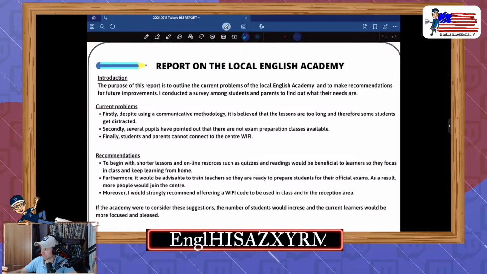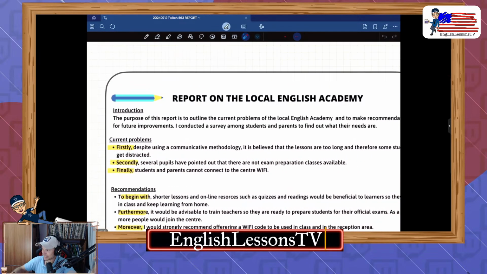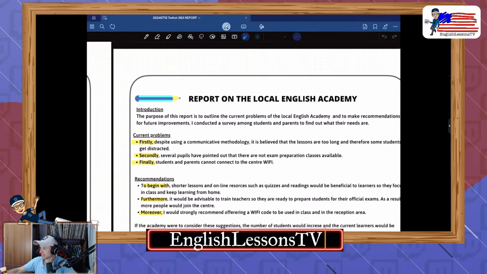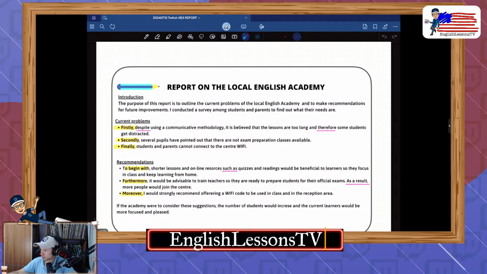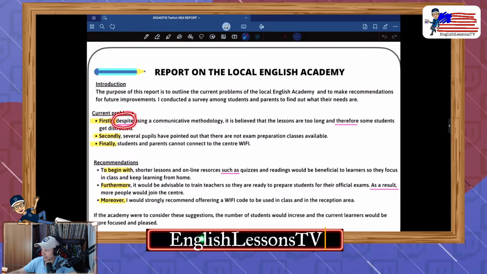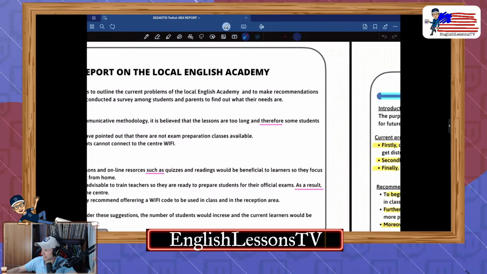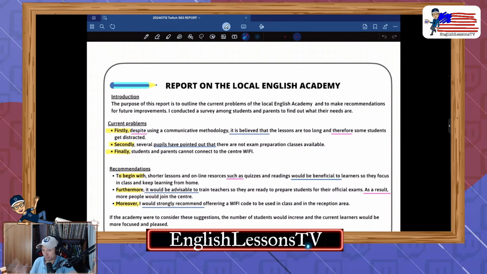Yes? Okay, I want you to take a look at how we have organized this. Firstly, secondly, finally, to begin with, furthermore, and moreover. Then also, how we have used some connectors, despite, therefore, as a result, and some expressions of passive voice. It is believed that, pupils have pointed out that, would be beneficial to, it would be advisable to, I would strongly recommend. Okay, so let's see everything here.